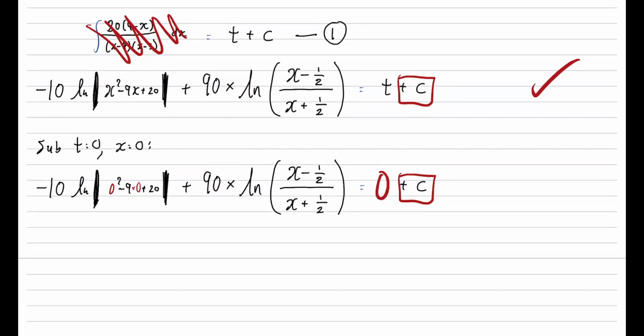So simplify. 0 squared, 0. Minus 9 times 0, 0. 20 is just ln 20. Don't forget a negative 10 in front. Plus 90 times of ln of this one. Oh, sorry, I forgot to put in the x equals 0. 0 minus half is negative half. 0 plus half is half. So that's just ln of negative 1. That's a problem. Why is it a negative 1?